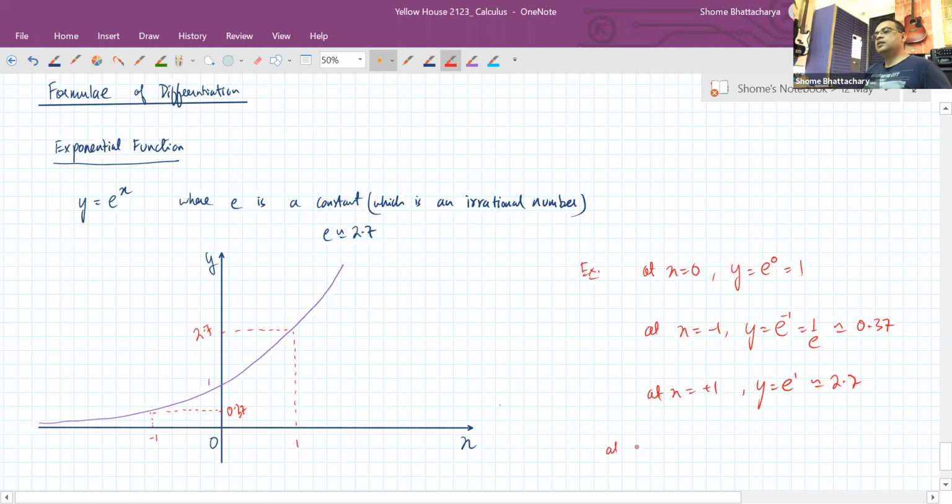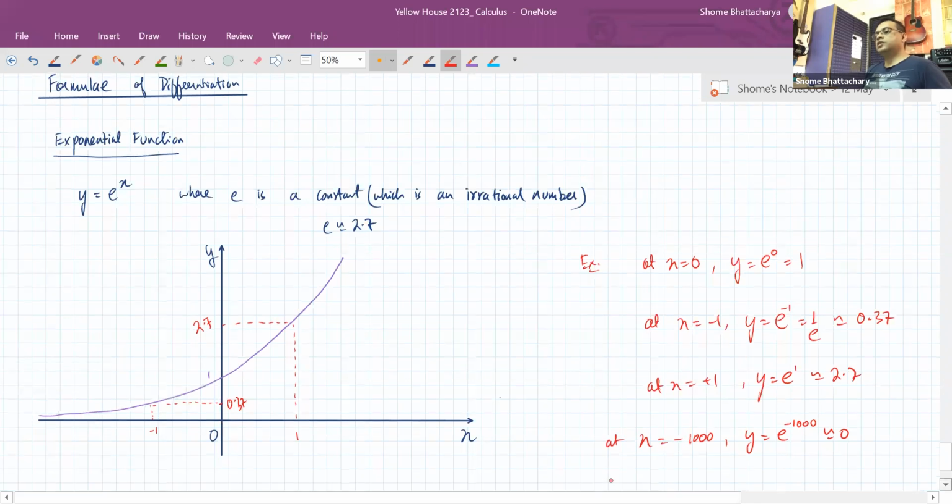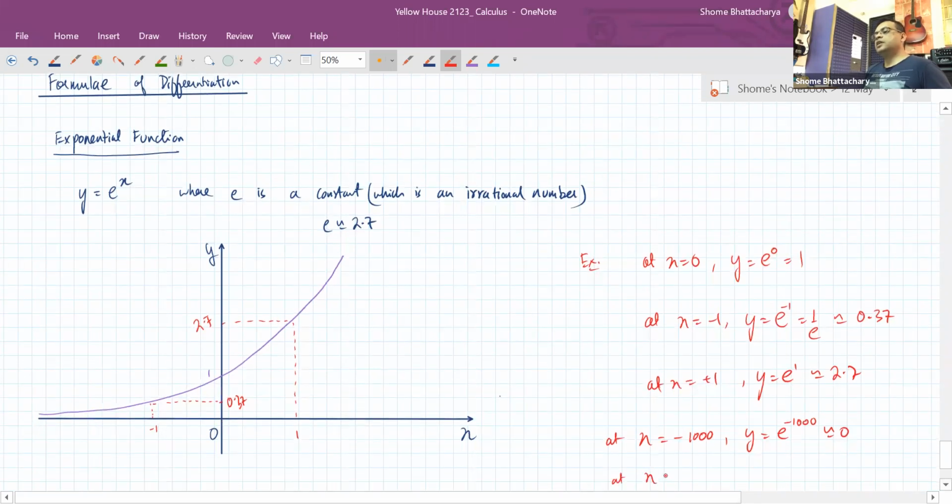Okay. So for example, at x, let's say minus 1000, y will be equal to e raised power minus 1000, which is almost tending to 0. It's a very small number. So you can see it's tending to 0. Whereas on the positive side, if x tends to a very large number like 10 raised power 5 or something, y becomes e raised power 10 raised power 5, which is very large. It's tending to infinity. So as x becomes larger and larger, y increases to a larger and larger value here. Whereas on the other side, it's tending to 0 as x is tending to minus infinity. So that is the shape of the graph.